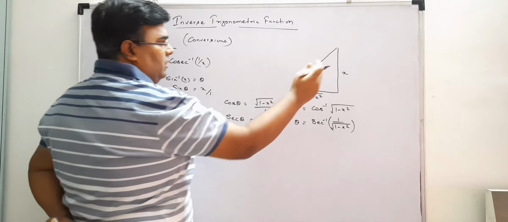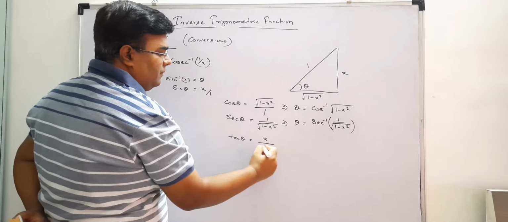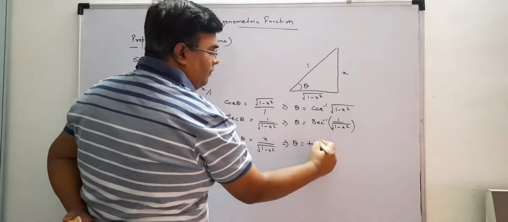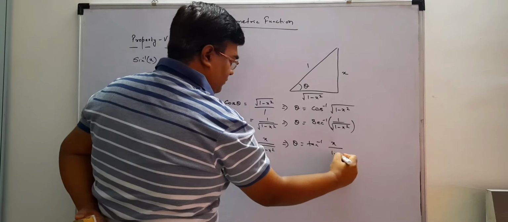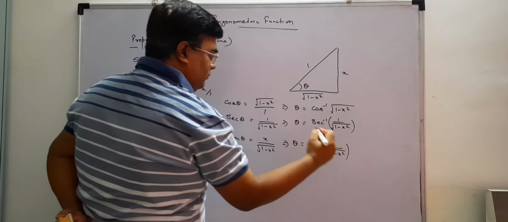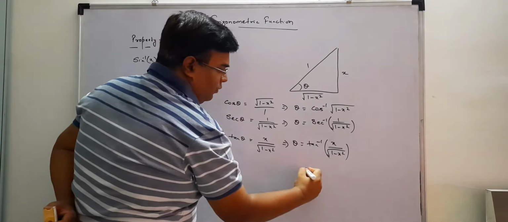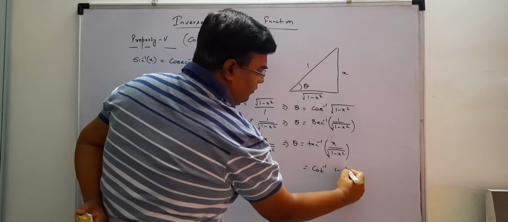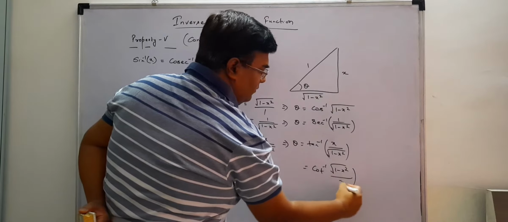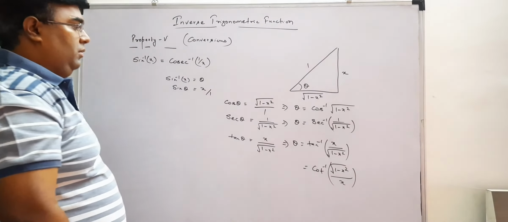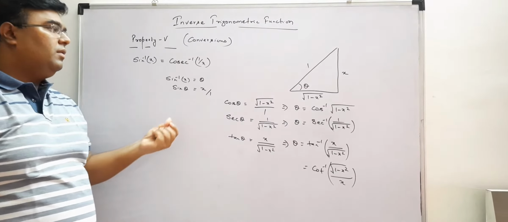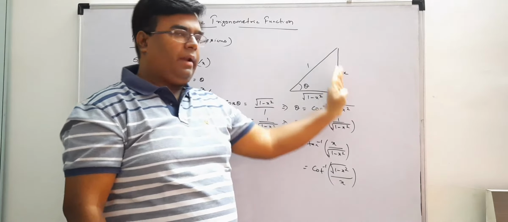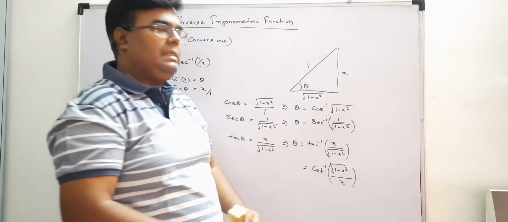Tan theta is perpendicular upon base. So theta will be tan inverse of x upon the square root of 1 minus x square. Similarly, if you want to convert to cot inverse, it will become the reciprocal of the tan inverse expression. Right, simple. So in this manner you can convert one inverse function into another inverse function by making a triangle and finding out the other sides.